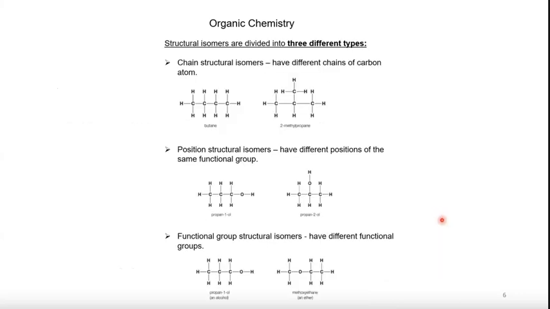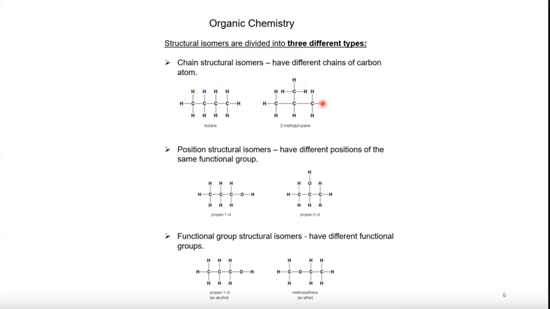Then we are talking about structural isomers, which are divided into 3 different types. One is chain structural isomers. What are chain structural isomers? They have different chains of carbon atoms. This is butane, and you see 2-methylpropane. It is a different chain of carbon atoms, and that's what we call chain structural isomers.